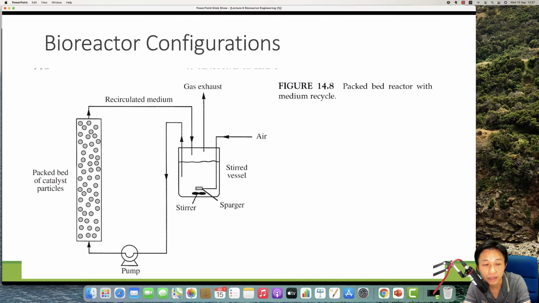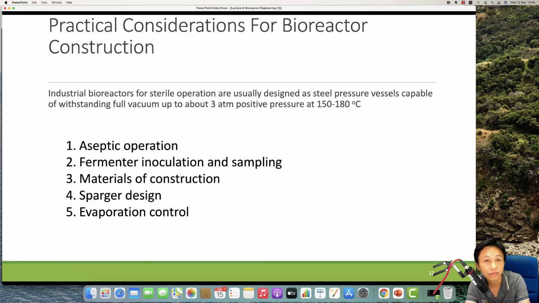This one is a packed bed. A packed bed is a pack of biocatalyst, for example. So you have something like this. You have a sparger here, and then you pass your media here, and then they have exhaust here. And actually there are many kinds of bioreactors. Some bioreactors you can use only once. It's called a disposable bioreactor, for example. So you get rid of a lot of contamination for this one.